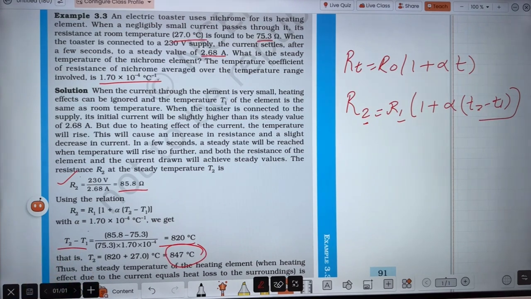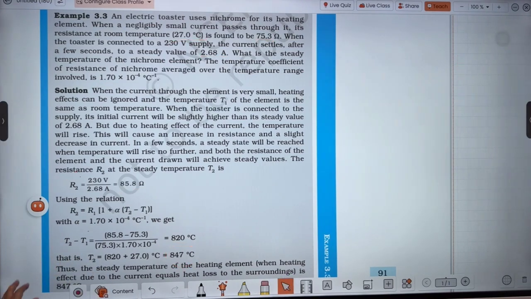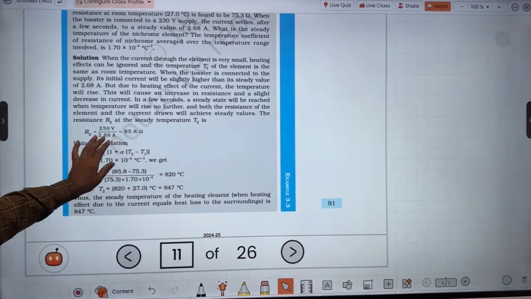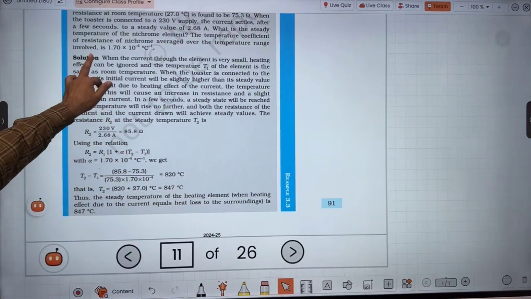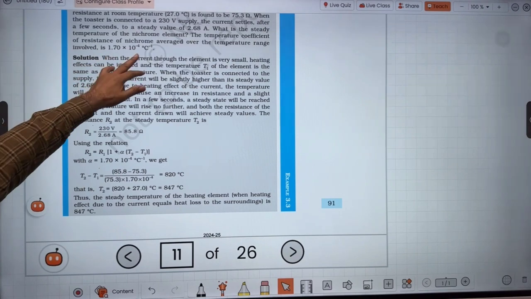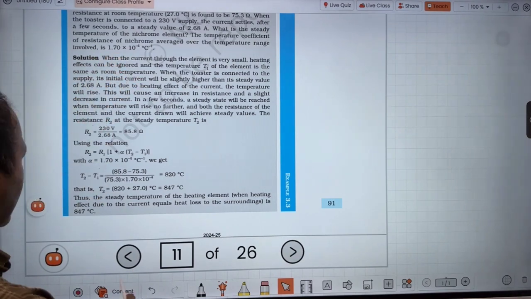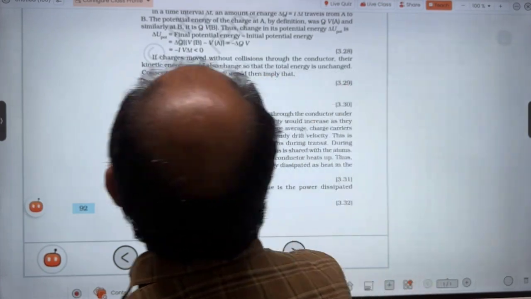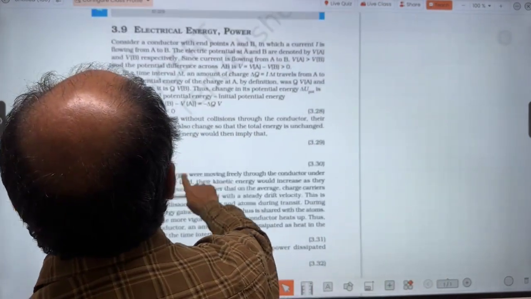I think the thing is very clear. What is the steady temperature of the element? That is done. So there is no other part. Now let's go to the next thing.